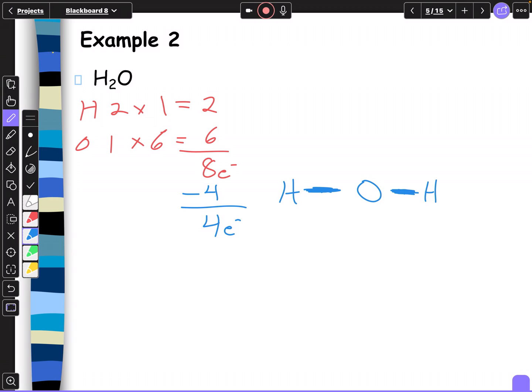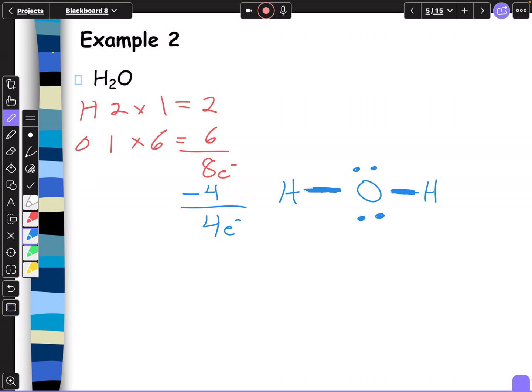I have 4 electrons. I have to add those to the central atom, because remember, oxygen has to be surrounded by 8. And right now it's only surrounded by 4, 2 shared electrons on each side. So I add these in as lone pairs. And then I check it to see if it follows the octet rule.